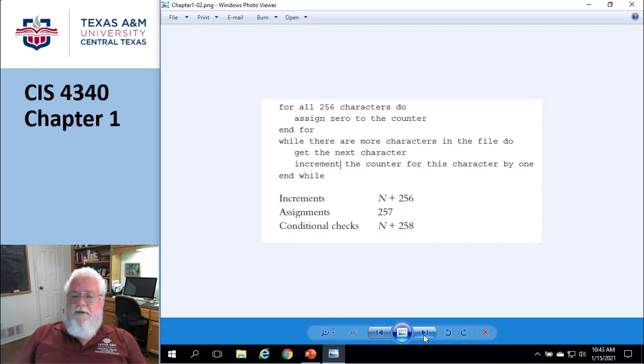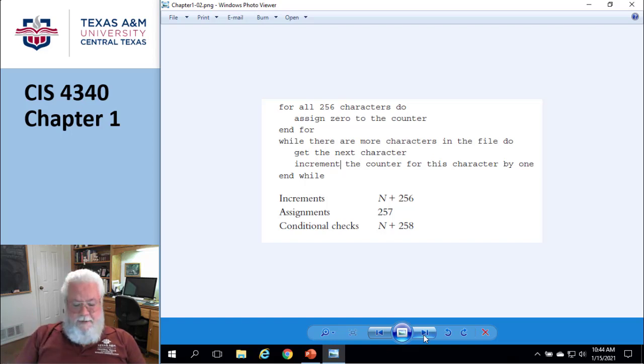For example, at the very beginning where we're taking all 256 characters and we're assigning them all to 0. I mean, that's a necessary step, don't get me wrong. But that's not directly associated with reading the file, getting the character, and then incrementing the count. Okay? So that's sort of like overhead.